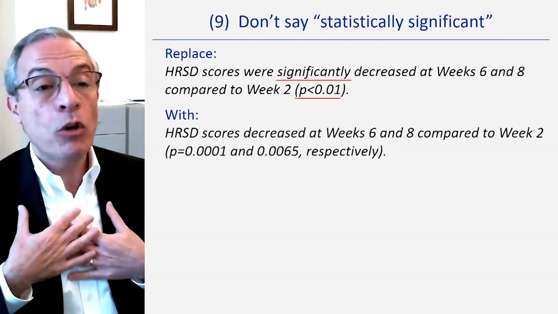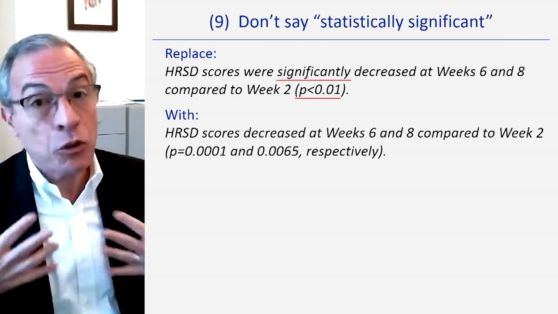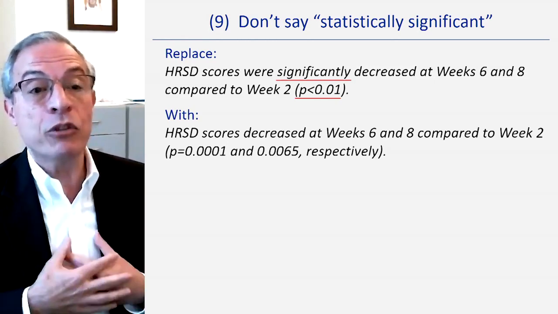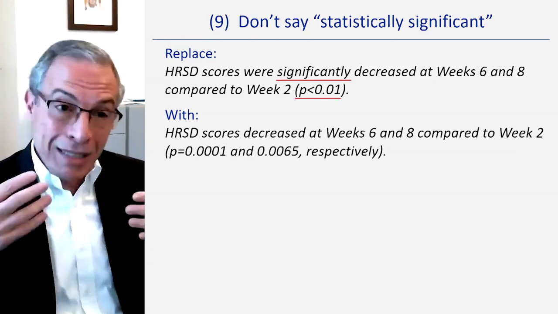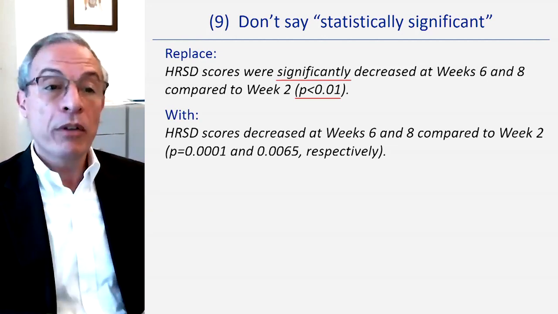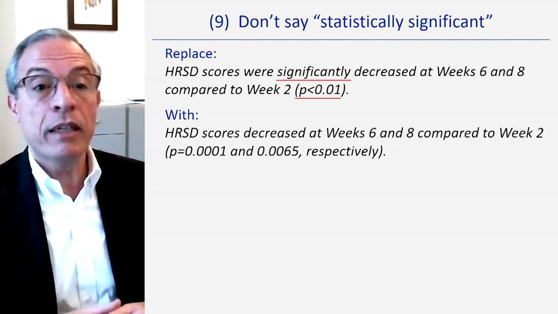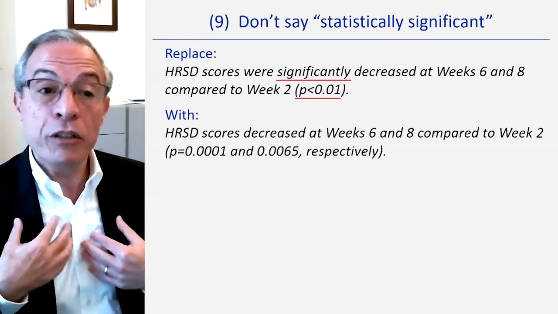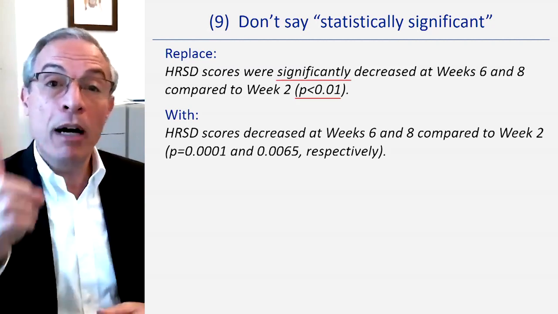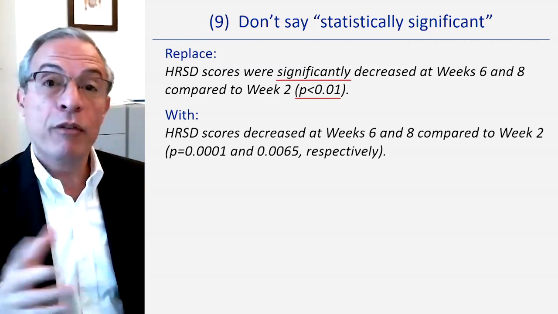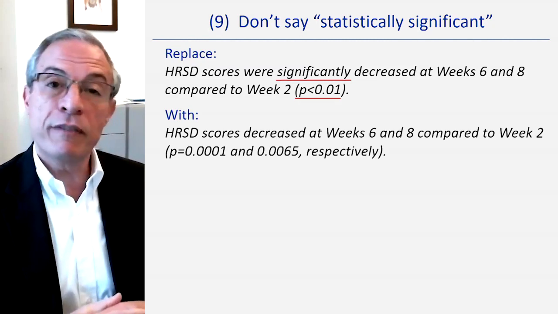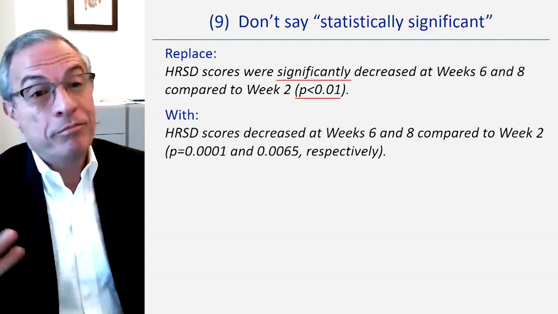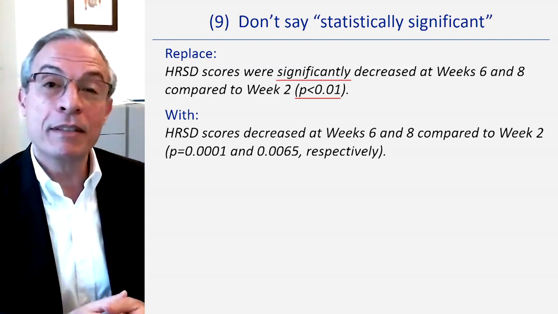You are calling 0.001 what you think is evidence for a decrease and 0.0065 evidence for a decrease. So you're stating in your paper that scores have decreased at week 6 and 8 compared to week 2. That's your interpretation of these p-values. But here's the key point. If a reader thinks, oh no, 0.0065 is not good enough, fine. You can have your own opinion.